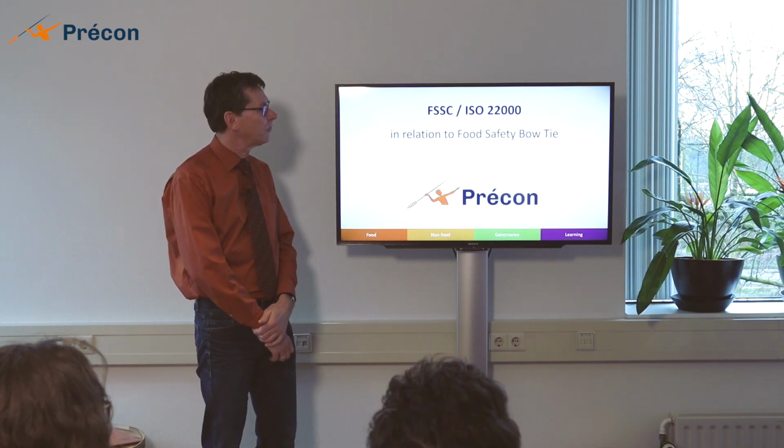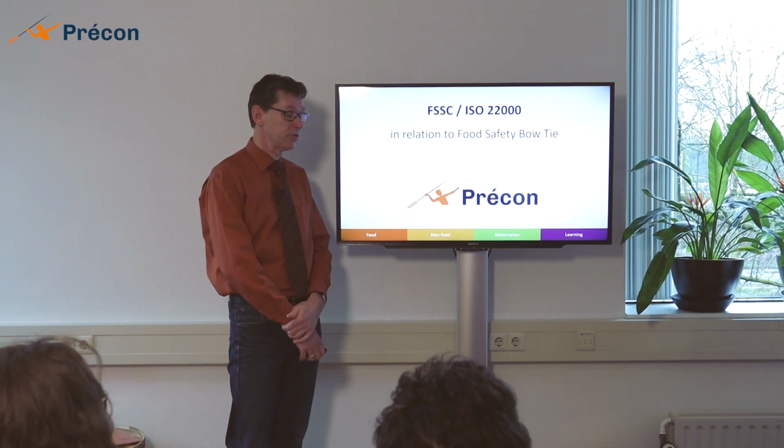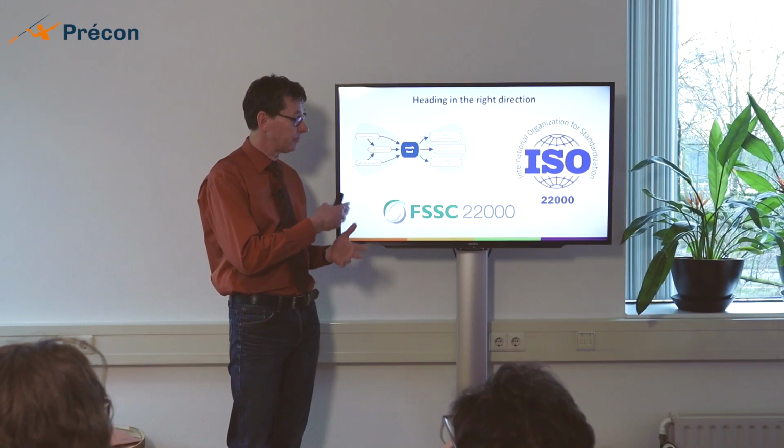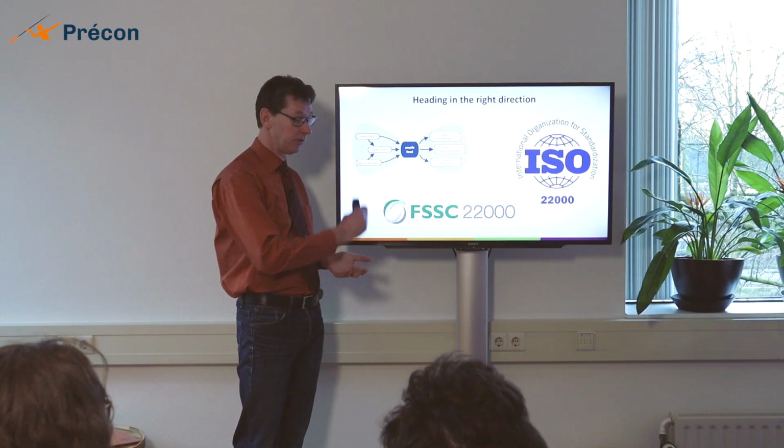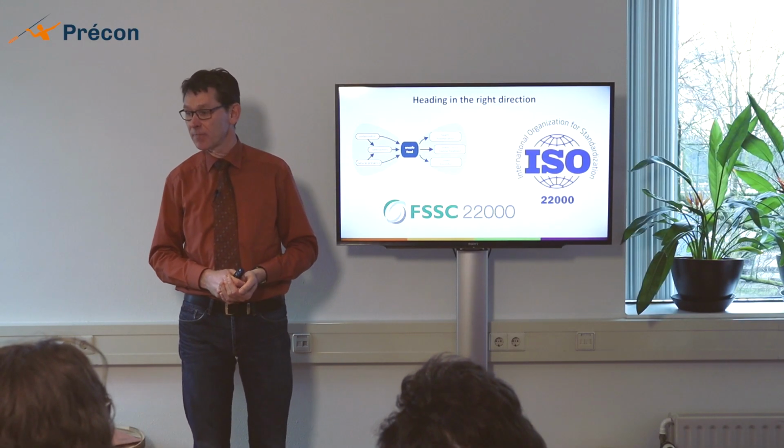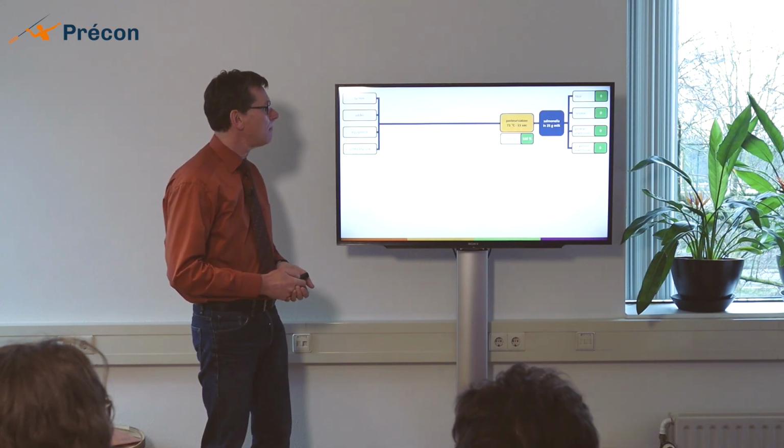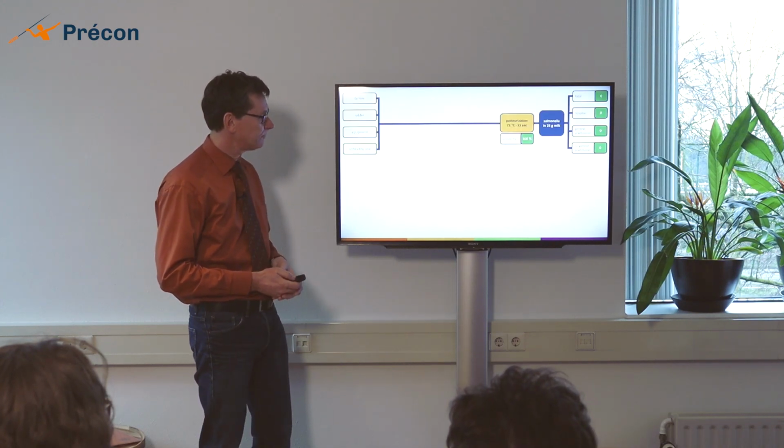And I will talk about ISO 22000 in relation to the food safety bow tie. And the food safety bow tie was in the first part of this presentation. And we're now going to see ISO 22000, FSSC 22000, how do they relate to the bow tie. This is what a bow tie looks like.